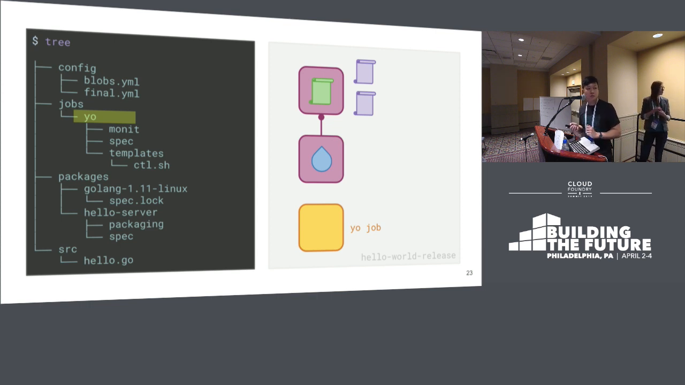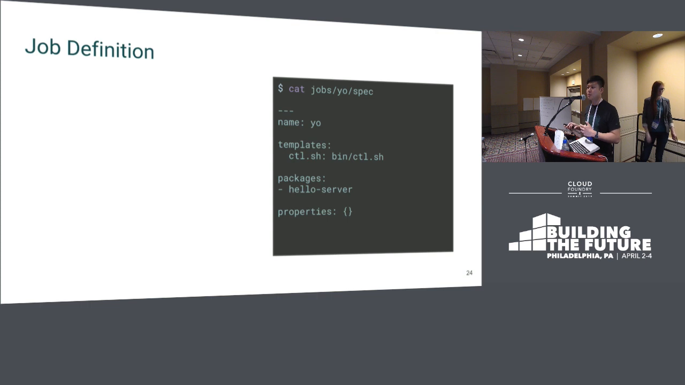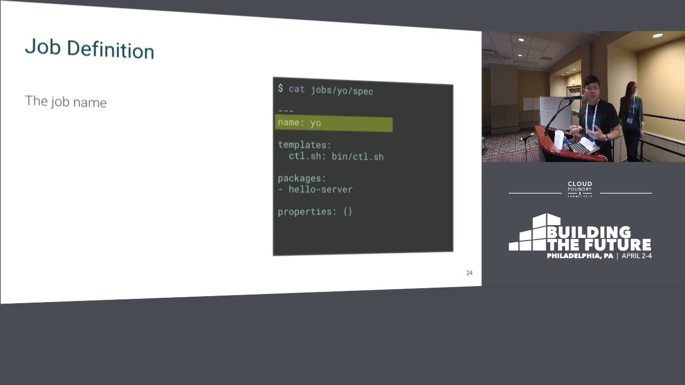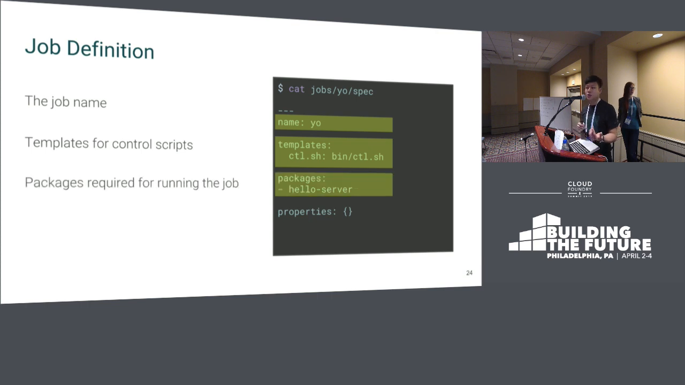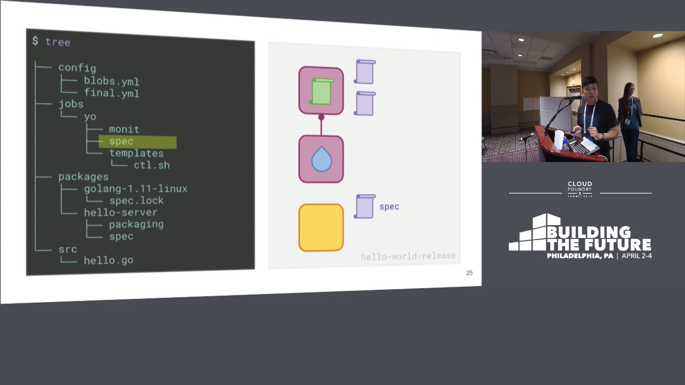Let's take a look at spec for now. Spec is similar to packaging spec. It's short for specification. It has a name, we'll call it yo. It has templates, which are our scripts that handle the start and stop that I mentioned. It has the list of packages that this job needs and is going to use. And lastly, it has a set of properties. We're going to leave that empty for now because we don't need anything. But again, Rebecca will go over what kind of fun things you can put in there at the end. So now that we have our spec file, there's two other files that we need before this job is complete.